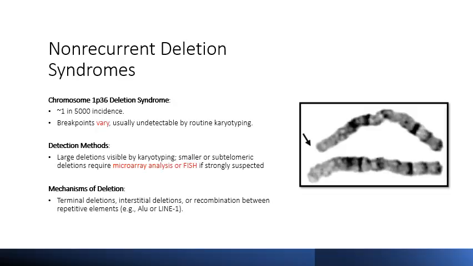Some deletion syndromes, such as 1p36 deletion syndrome, are non-recurrent, with breakpoints varying between cases. Large deletions can be visible with karyotyping, but the smaller deletions may require advanced techniques, such as microarray analysis if it's suspected, or a targeted technique such as FISH. The mechanism often involves recombination between repetitive elements, leading to that deletion in that region of chromosome 1p.